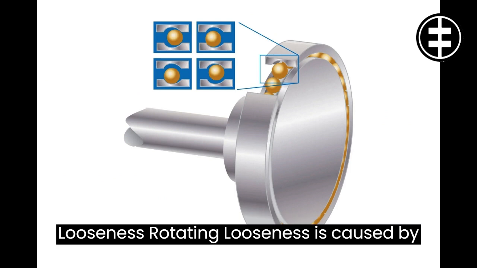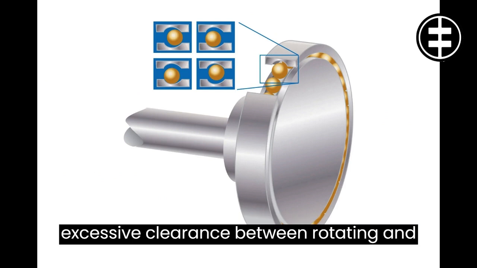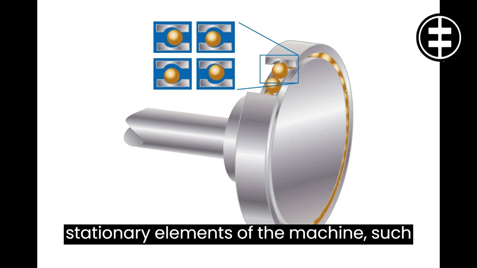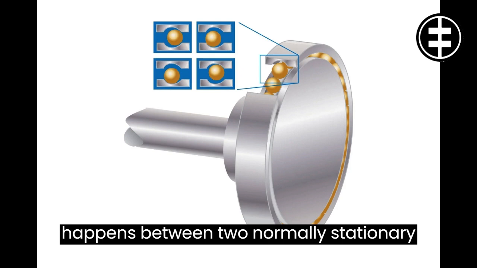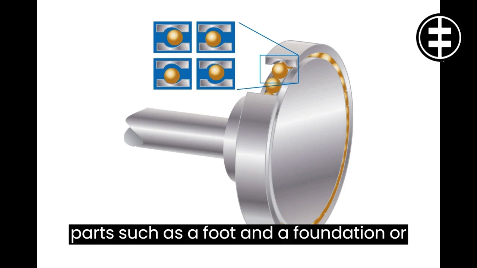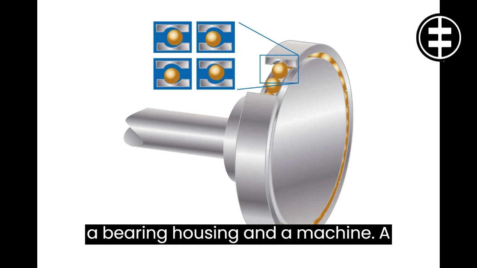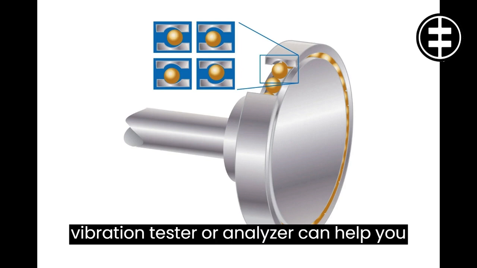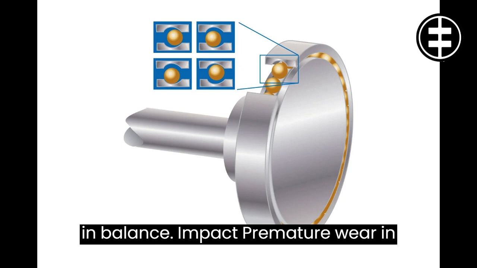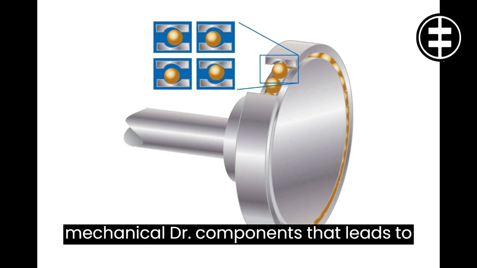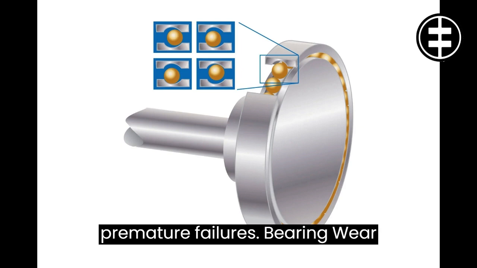9. Shaft looseness. Rotating looseness is caused by excessive clearance between rotating and stationary elements of the machine, such as in a bearing. Non-rotating looseness happens between two normally stationary parts, such as a foot and a foundation, or a bearing housing and a machine. A vibration tester or analyzer can help you determine whether a rotating machine is in balance. Impact: premature wear in mechanical drive components that leads to premature failures.